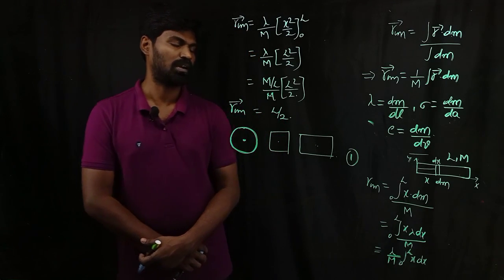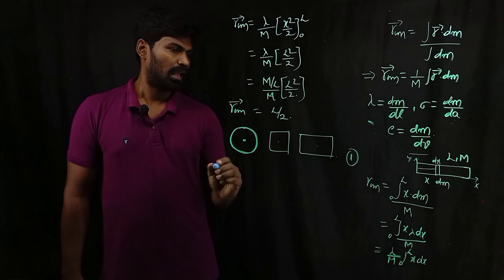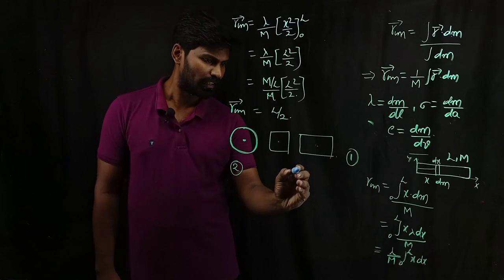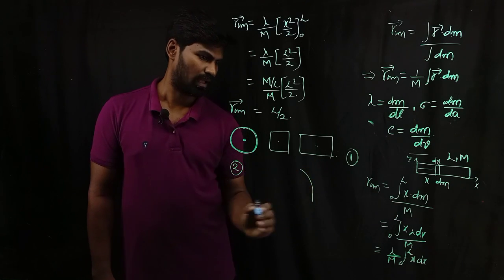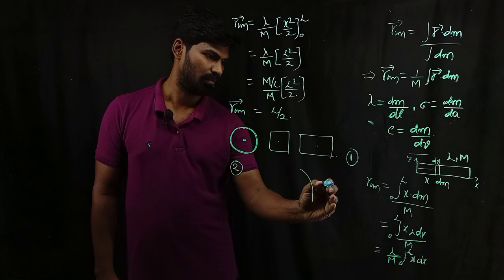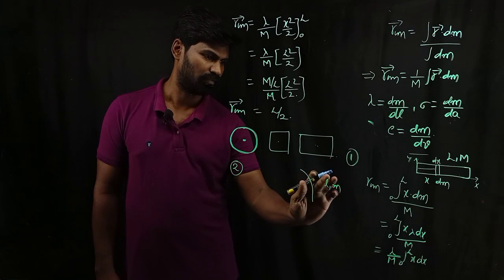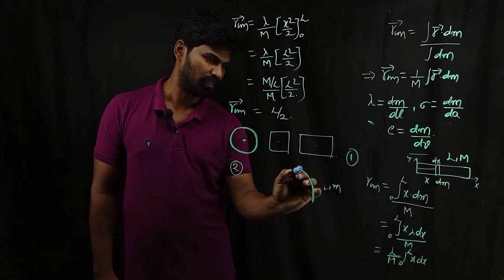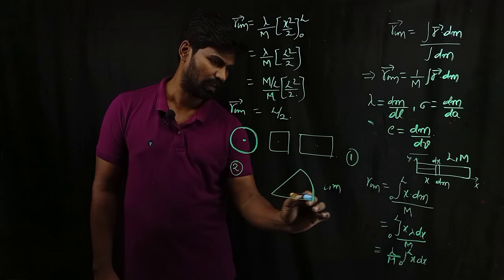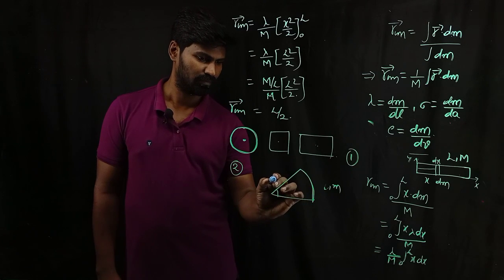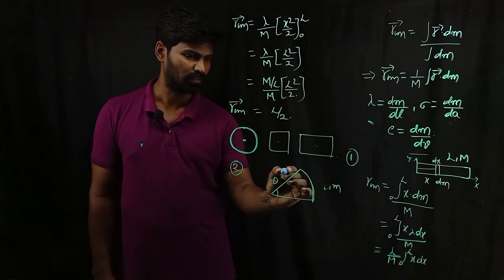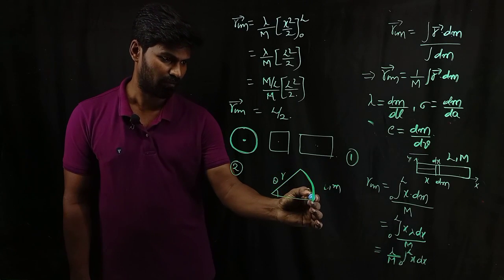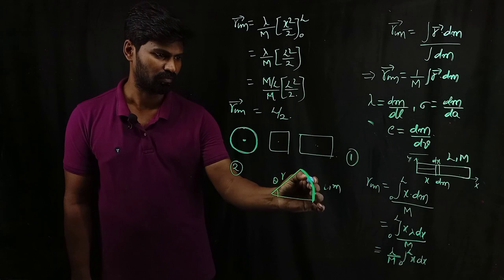So for this purpose, as a second situation, I am considering a small arc of length L and mass M. Or else, instead of taking length, I'm considering a small arc which is subtending an angle theta at the center of the circle. This is theta, and the radius of this arc is r. So for this element, I wanted to calculate what is the location of center of mass.